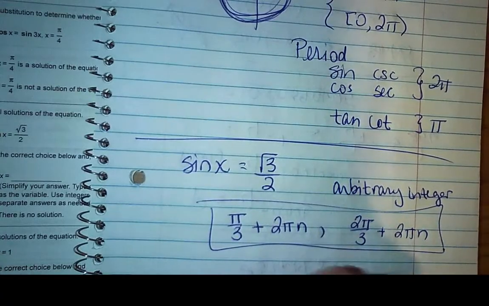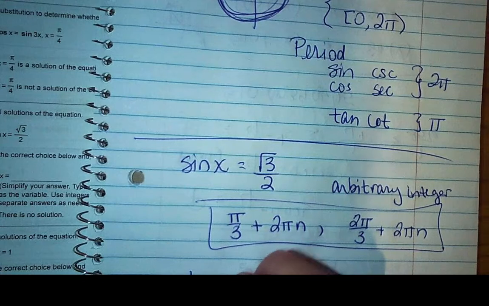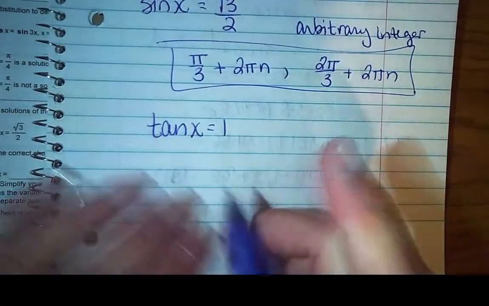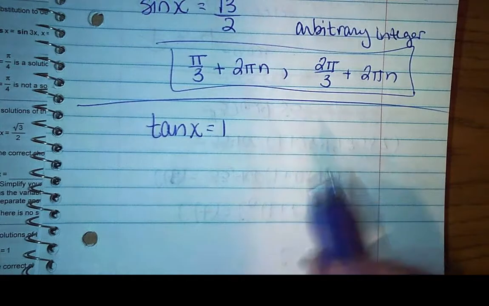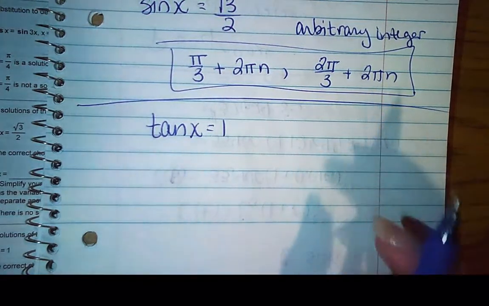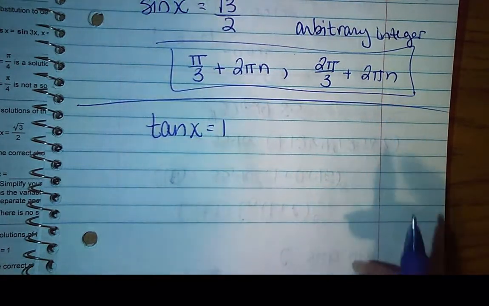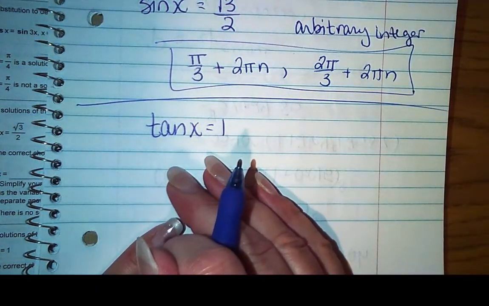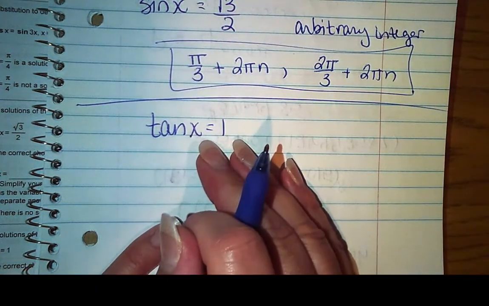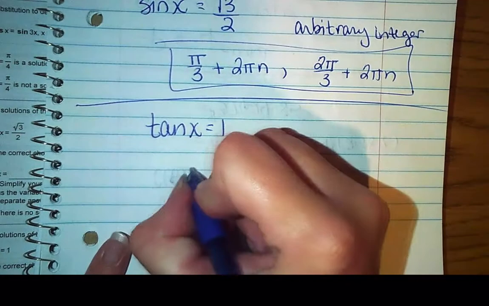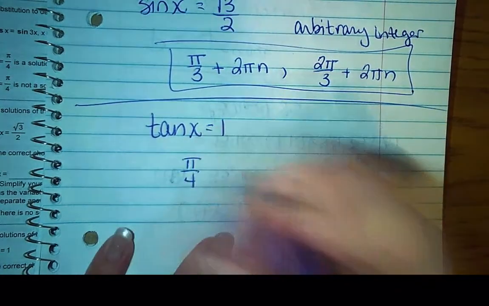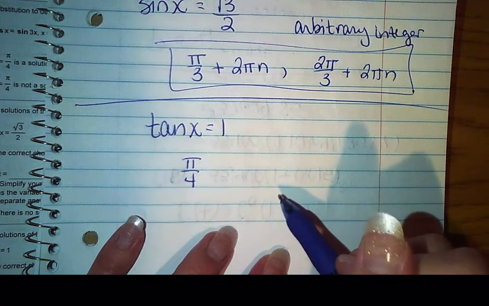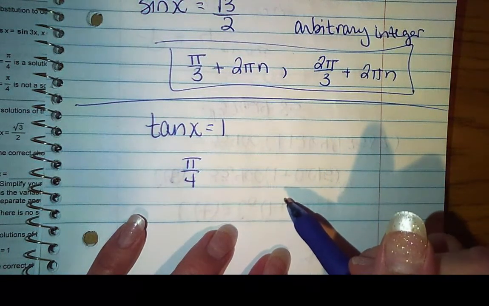We have find all solutions of the tangent of x equals 1. So if I want to find all solutions, that means my domain is not restricted. I'm going to find every place under the sun where this thing works. Okay, so first of all, where in one lap of the unit circle does tangent have a ratio of 1? And that's going to be at pi over 4. Okay, the next place it happens is going to be at 5 pi over 4, which is in quadrant 3.